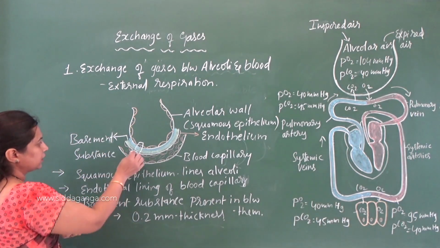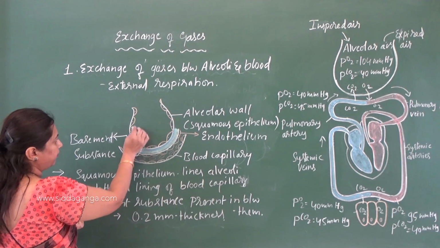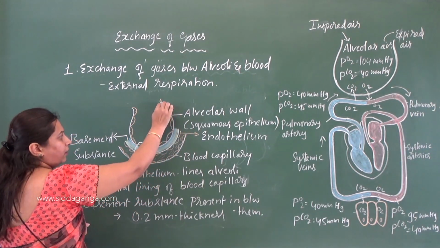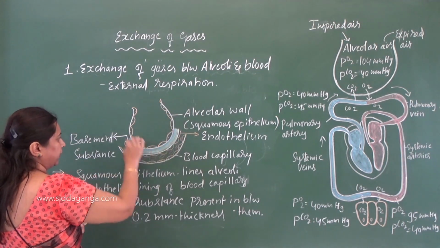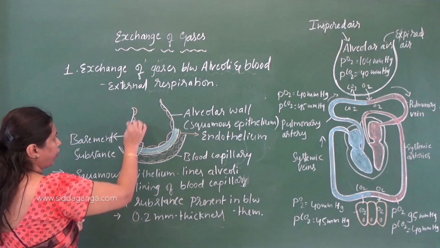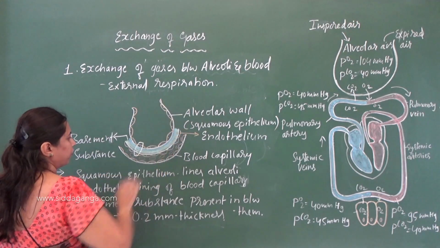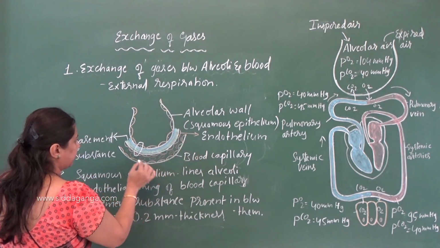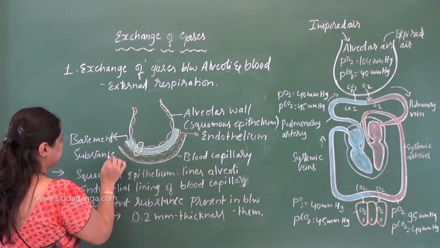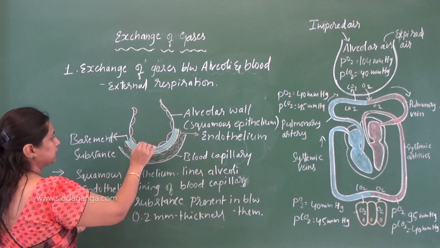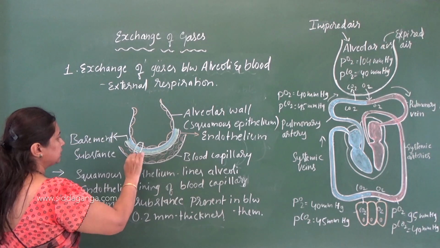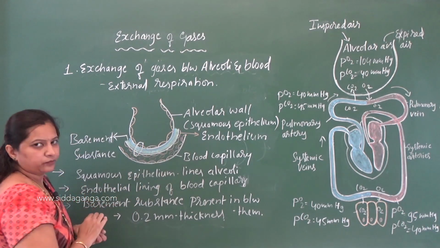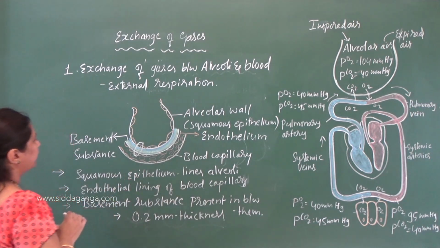Understood clearly? So what is the respiratory membrane made up of? Squamous epithelium that lines the wall of the alveoli, the endothelial lining of the blood capillary, and the basement substance present in between them. As it is thin, the gases will easily exchange between the alveoli and the blood. Okay, understood clearly?